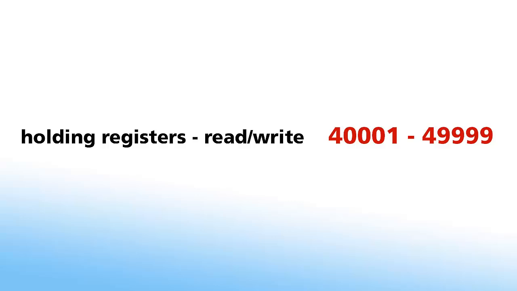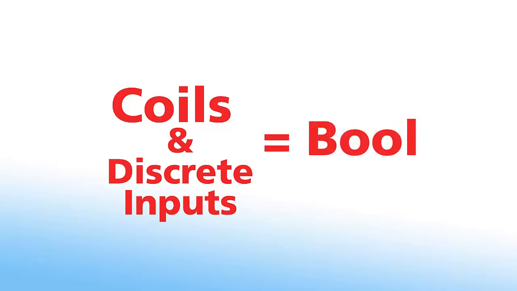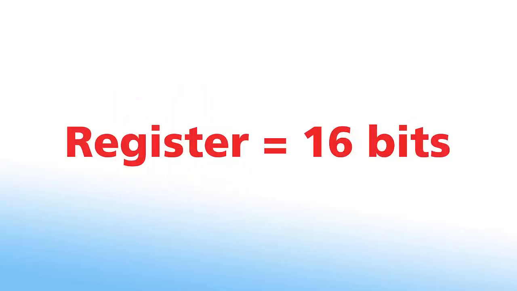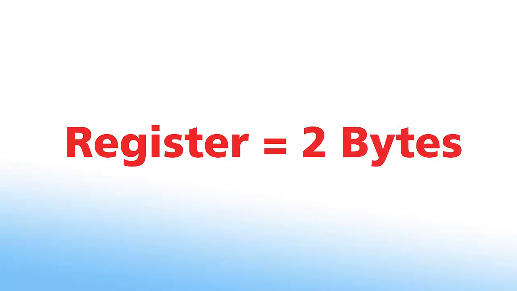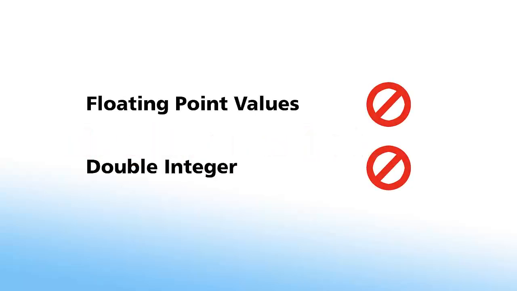At this point, it might be helpful to explain the terms used for data types in Modbus. Coils and discrete inputs are the Modbus vernacular for one bit of data, or, in Rockwell terms, a bool, basically on or off. A register is the term for one word, or 16 bits, or 2 bytes, of data, or in Rockwell terms, an int. There are no registers for floats or double integers, although they can be sent by dividing them into two registers.